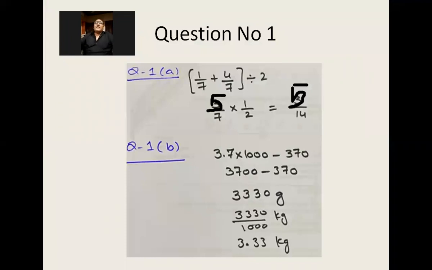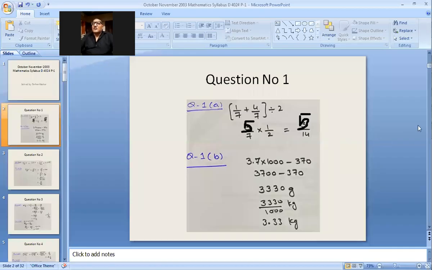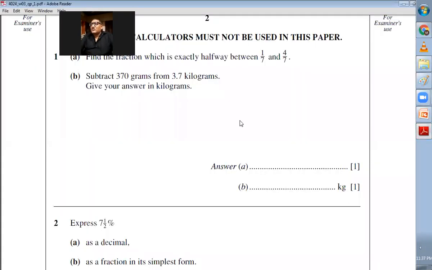So 1/7 plus 4/7 will be 5/7. And divided by 2, you convert the divide sign into multiply, so the 2 will become 1/2. You multiply them, so you will have 5/14. So 5/14 is basically the answer. Let's go to the next question.